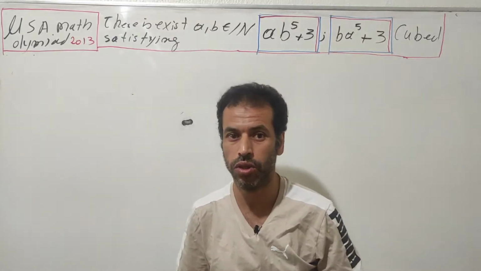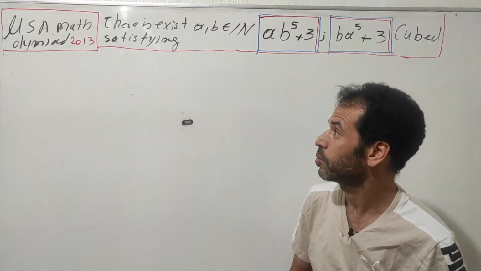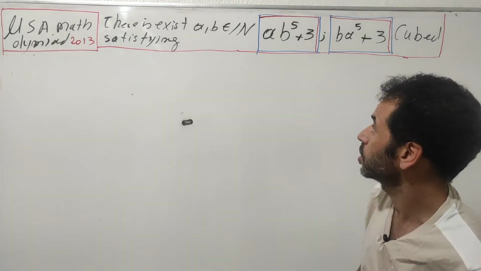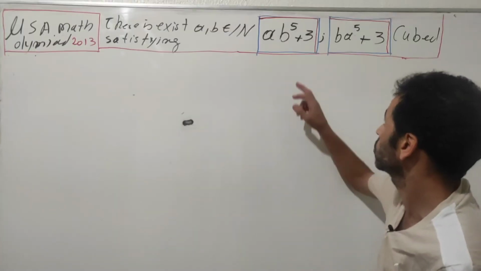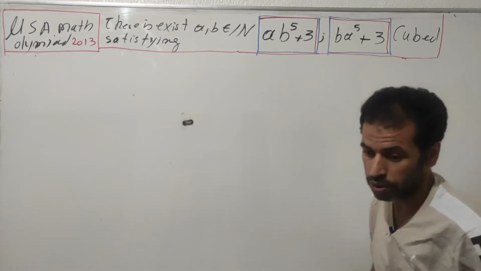Here is a nice and interesting number theory problem. It comes from the United States of America Olympiad 2013. So the question: do there exist natural numbers a, b that satisfy the following equations? We get this equation and this equation, and both of them must be cubes.